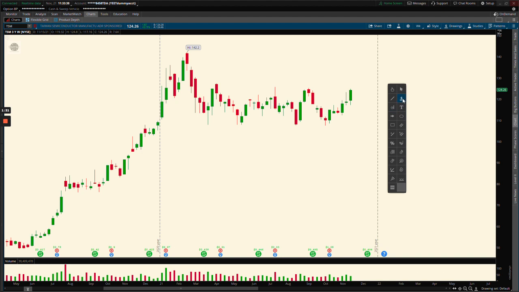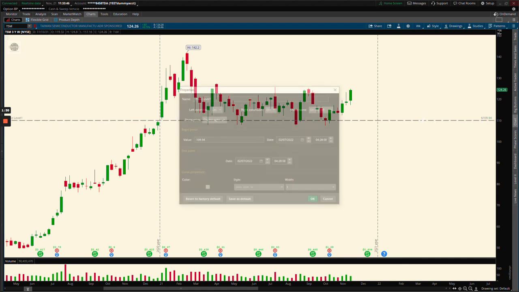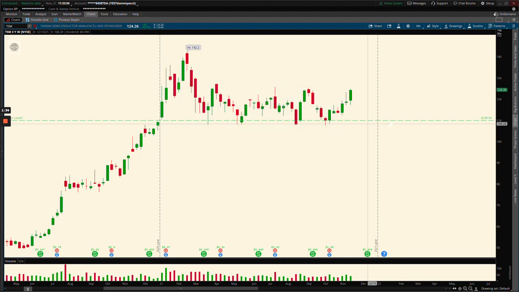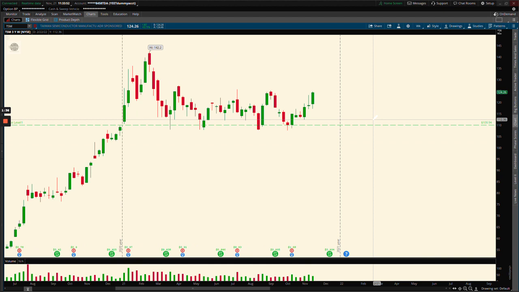So the first one, all right, let's see if we can find our first level of support and resistance on the weekly chart. And we have a winner. So you're going to want to color code these each time. I'm going to go with green for my weekly. It looks kind of ugly, but whatever.